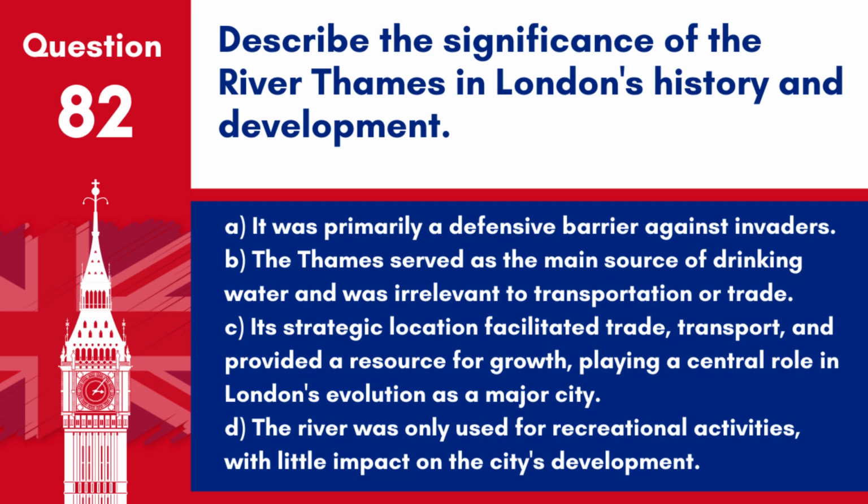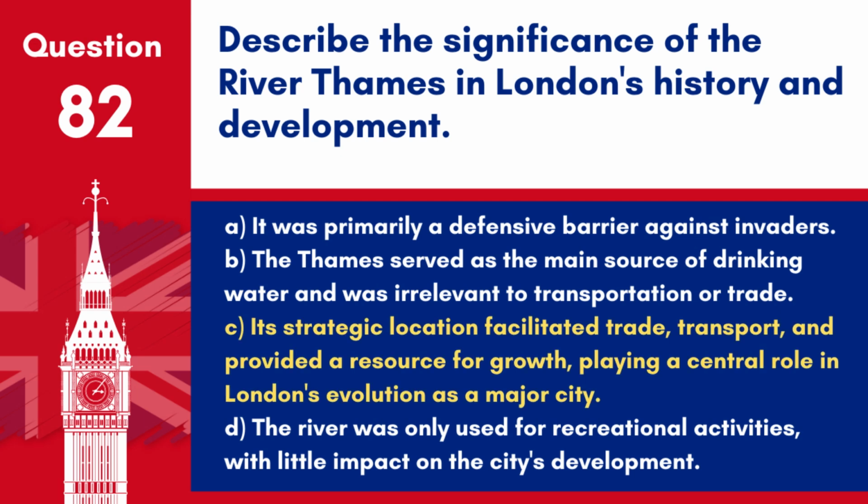Describe the significance of the River Thames in London's history and development. A. It was primarily a defensive barrier against invaders. B. The Thames served as the main source of drinking water and was irrelevant to transportation or trade. C. Its strategic location facilitated trade, transport, and provided a resource for growth, playing a central role in London's evolution as a major city. D. The river was only used for recreational activities, with little impact on the city's development.